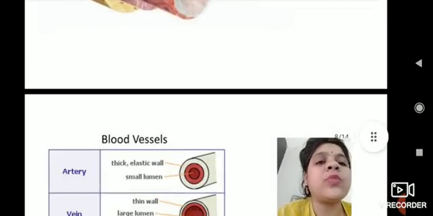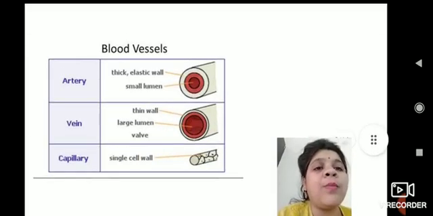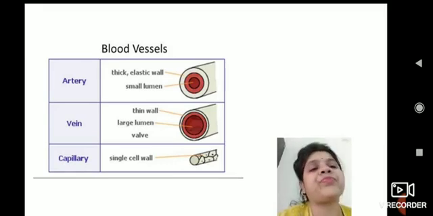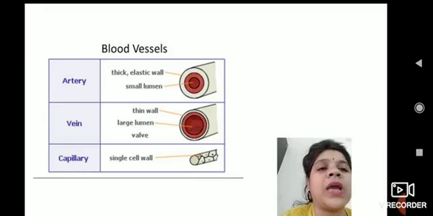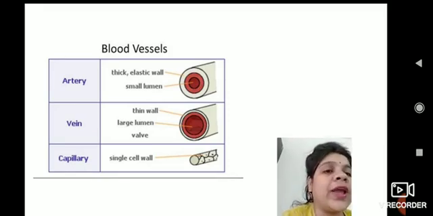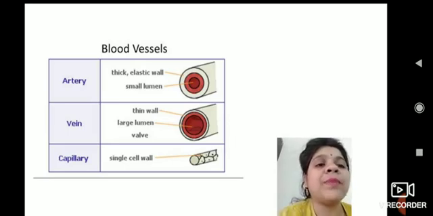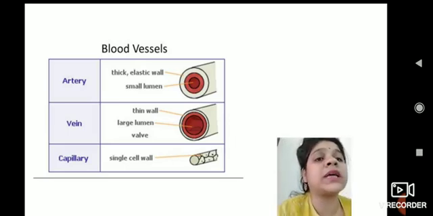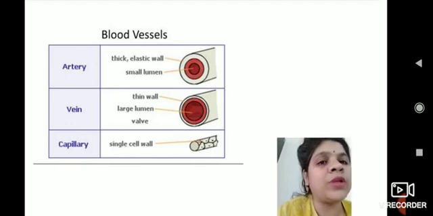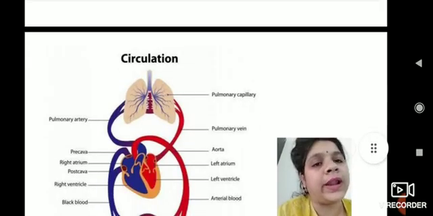The small lumen makes the blood flow with very high pressure, right? When the blood is pumped from the heart, with pressure it reaches the whole parts of the body, and the vein has a valve which prevents the backflow of the blood because it is against the gravitational force, right? Arteries have a thick outer wall and a small lumen, while veins have a thin wall and a large lumen with a valve, while the capillaries have only a single cell wall, right?